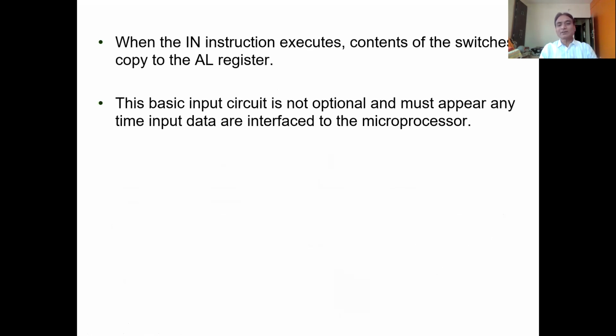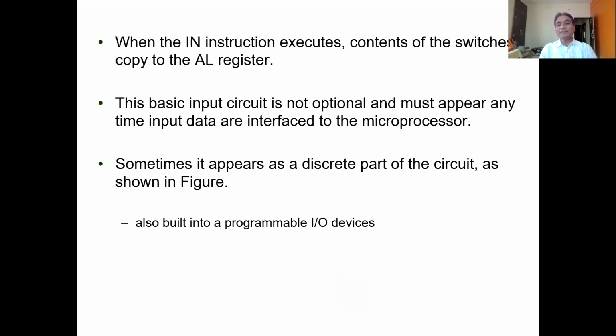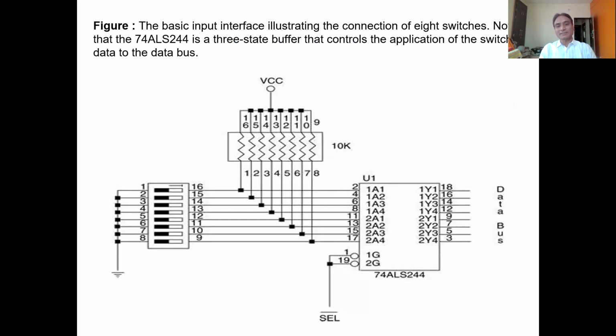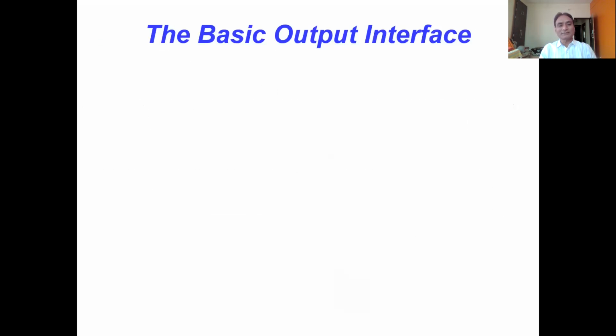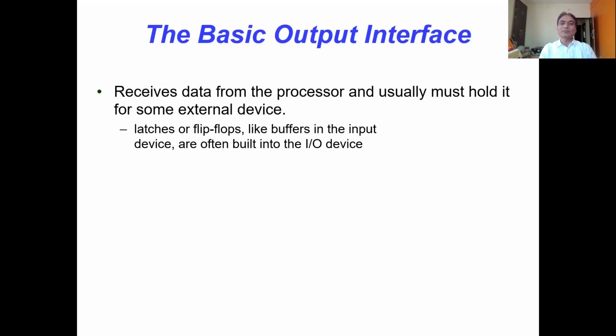This basic input circuit is not optional and must appear any time input data is interfaced to the microprocessor. This is a mandatory circuit. Sometimes it appears as a discrete part of the circuit, as shown in the figure. It is also built into programmable IO devices, but I'm not going to discuss programmable IO devices because this is the fundamental basic input interface circuit. You can also have it in PLD form, but I thought that should not be included here.